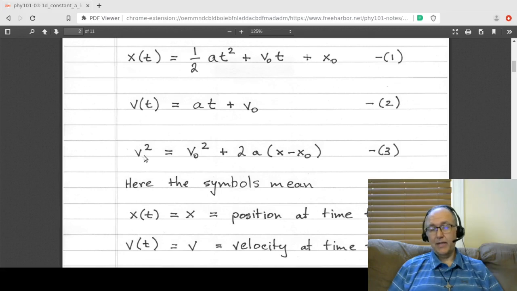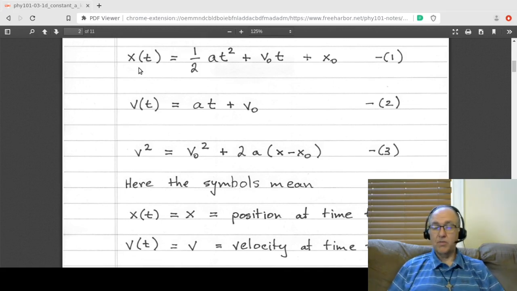All right, I just took out the t to make it read a little bit better. So the velocity at a later time squared is equal to the initial velocity squared plus 2 times a, the acceleration, multiplied by x minus x naught. Okay, so that's the final position minus the initial position. All right, and you just heard me call this a final position.